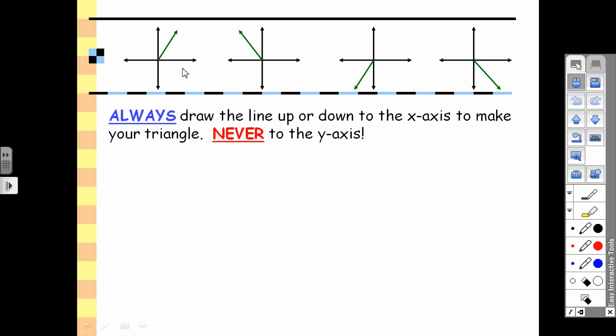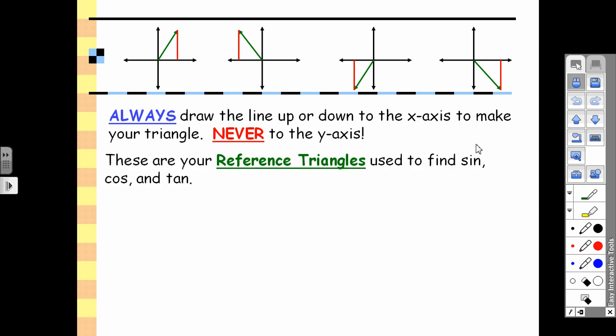So for example, in this triangle here, we would draw it down to the x-axis. Over here, we would draw it down to the x-axis. This one goes down to the x, and this one goes down to the x. So you can see all of these little right triangles that we get. These are going to be your reference triangles that we're going to use when we try to find the sine and cosine and tangent of specific angles.